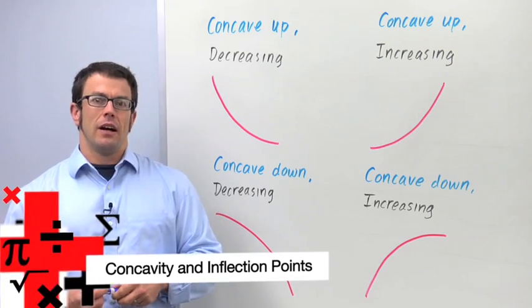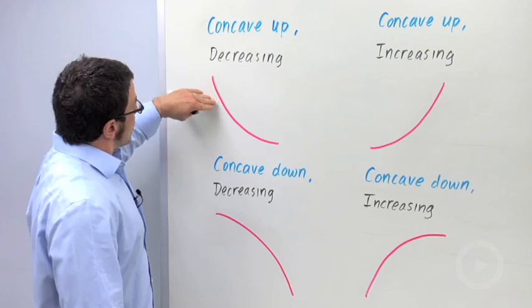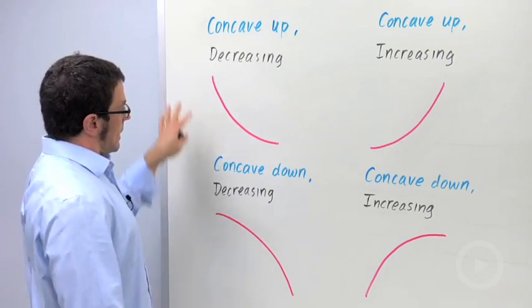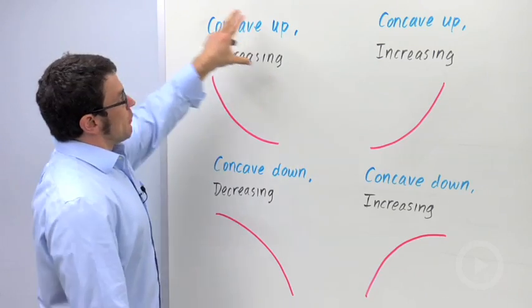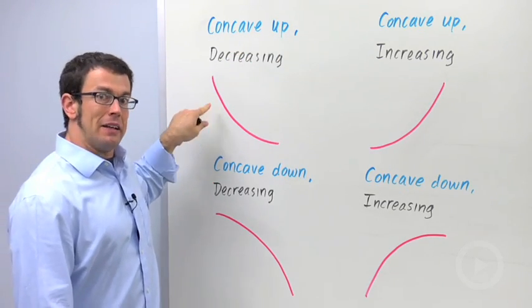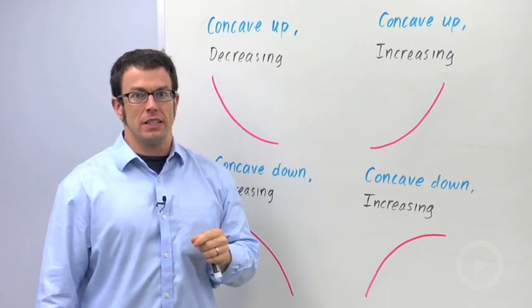I want to talk about a new concept called concavity. Now, concavity describes the curvature of the graph of a function. I have four kinds of graphs here. The first two are both concave up, but this is an example of a graph that's concave up and decreasing. This is an example of a graph that's concave up and increasing.